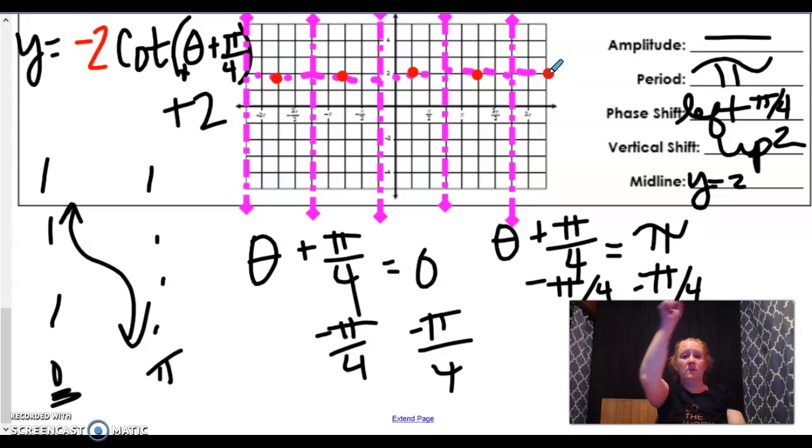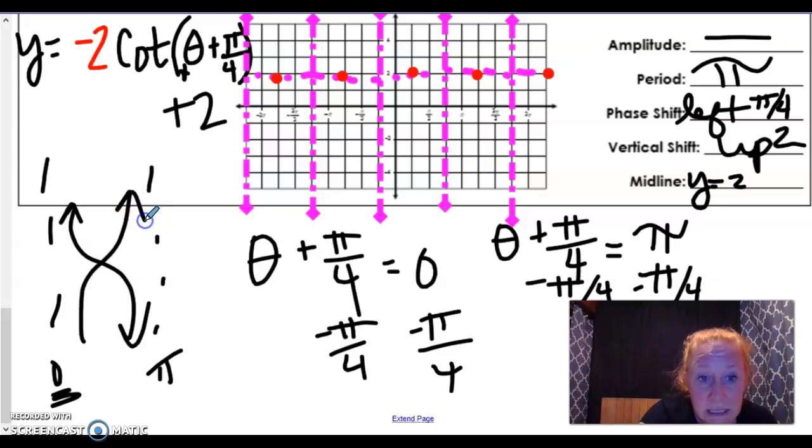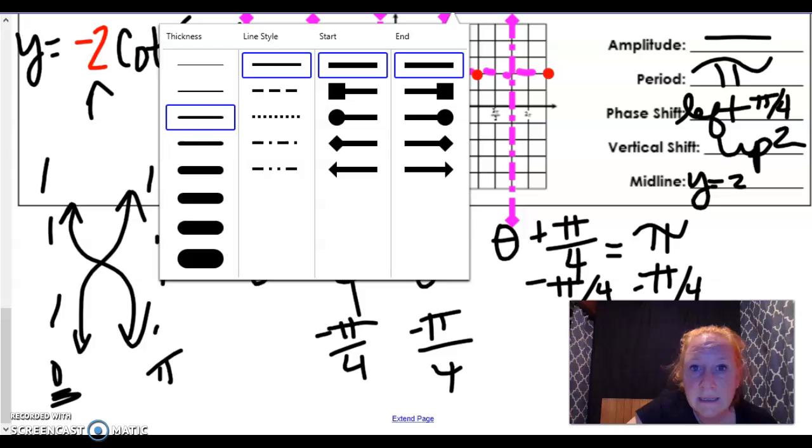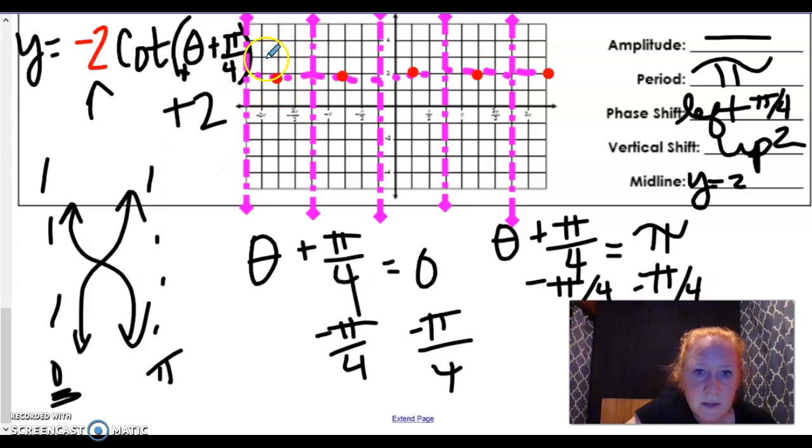Okay, now, typically it goes down like this, but I flipped it over. Because I flipped it over, it's actually going to go like this now because of that negative 2. It should have gone negative, but now it's flipping over. So it's 2 down, 2 up, 2 down, 2 up, 2 down, 2 up, 2 down, 2 up, 2 down. Well, that wasn't 2 down. There we go. And so I had all sorts of fun things.